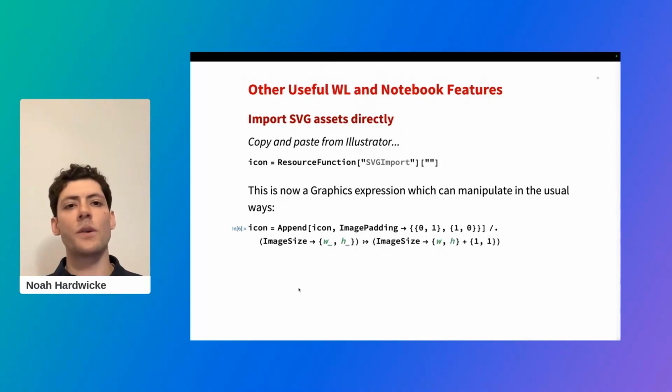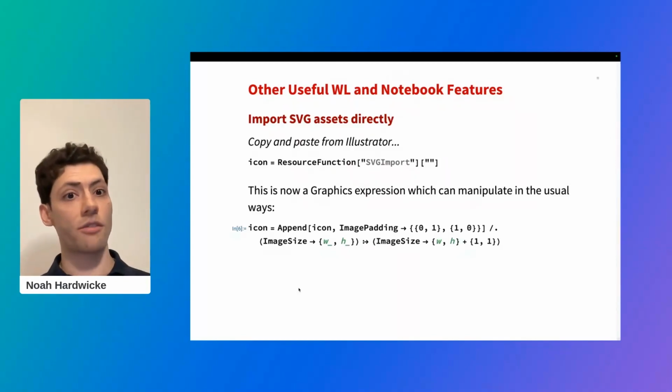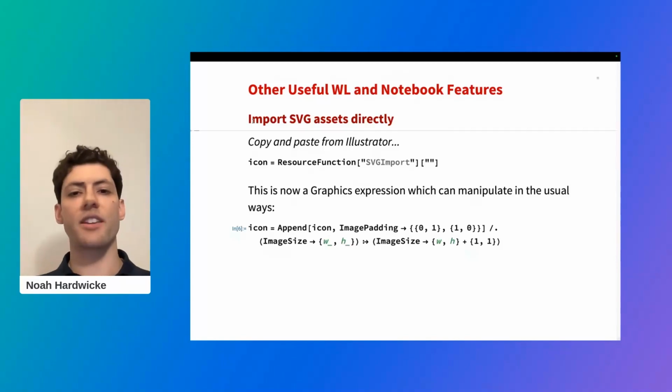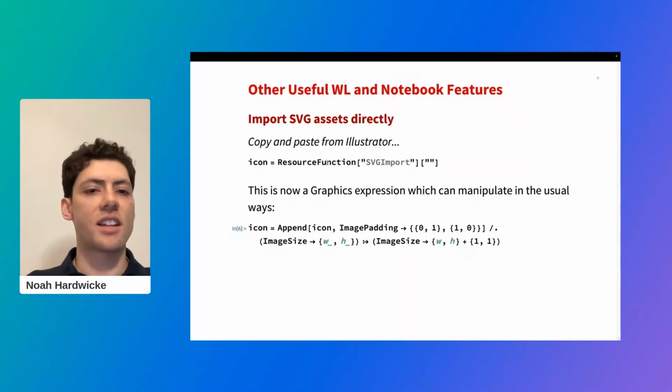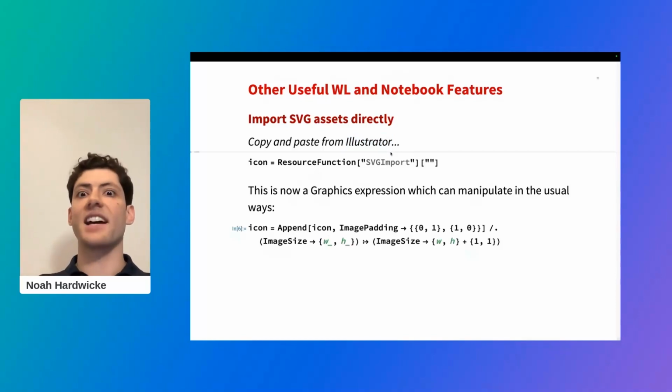Okay, so I said I'd end with some other Wolfram Language and notebook programming features that we have found useful in our workflow. One is that Mathematica is very good at communicating with other sources of data. And so there's this resource function, SVG import. I think this is written by Rick Hennigan. What this means is that it's very easy to work with assets from packages like Illustrator, because Illustrator will copy things to the clipboard as SVGs.